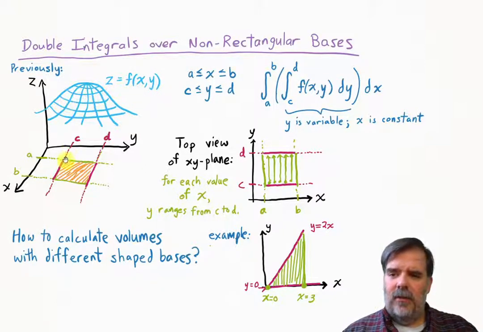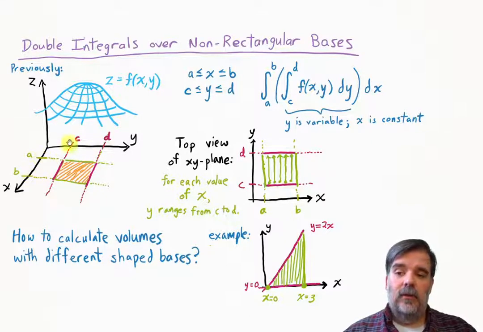The volume under this surface that lies over this rectangular region in the xy plane. So here x varies from a to b, and y varies from c to d. The values of x that are in between these two bounds, and the values of y that are in between those two bounds, that defines this region in between both. This set of points satisfies both these inequalities.